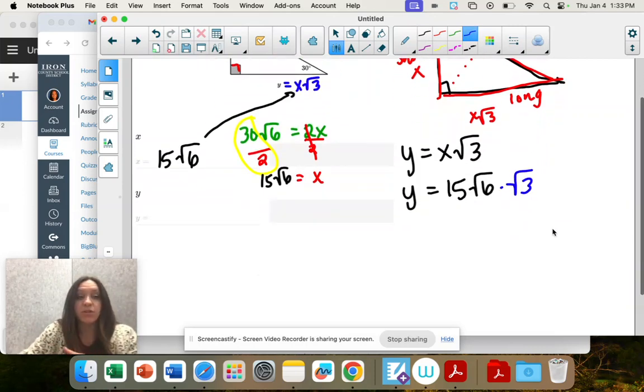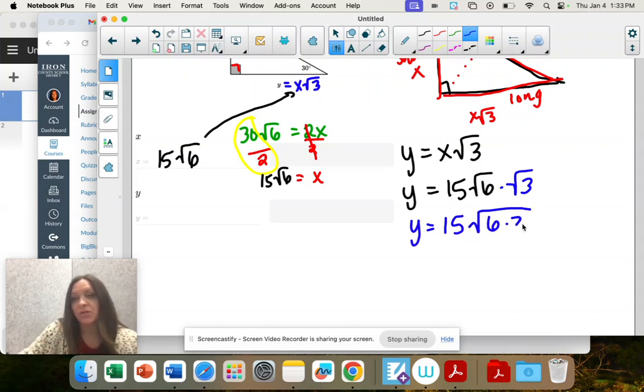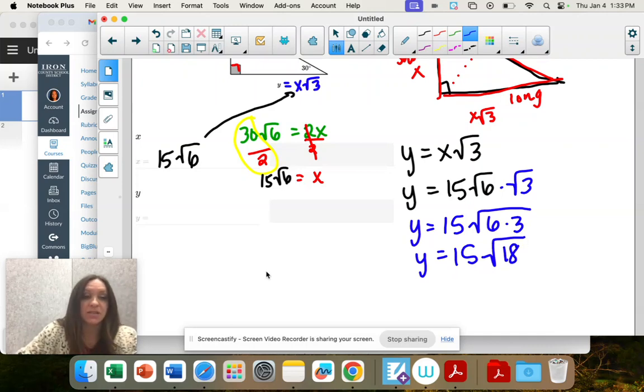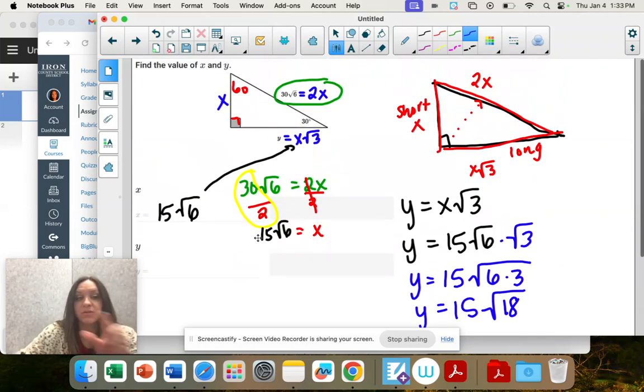So you need to remember the square root property here. When you're multiplying two square roots together, you can combine them under one square root. So 6 times 3 is 18. And that's the simplified version of a square root times a square root. So 15 square root of 18 will be y.